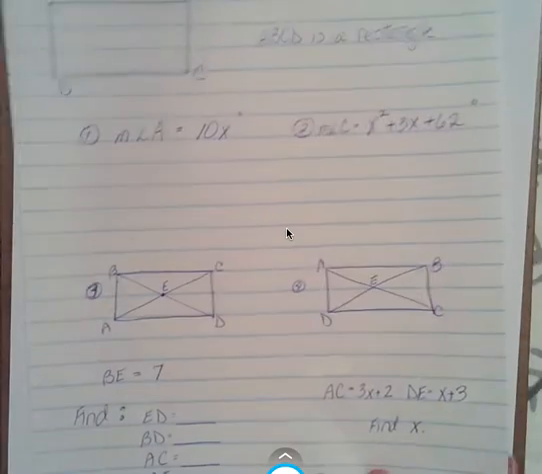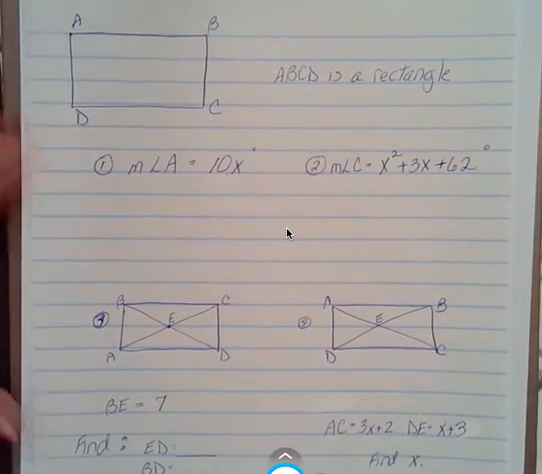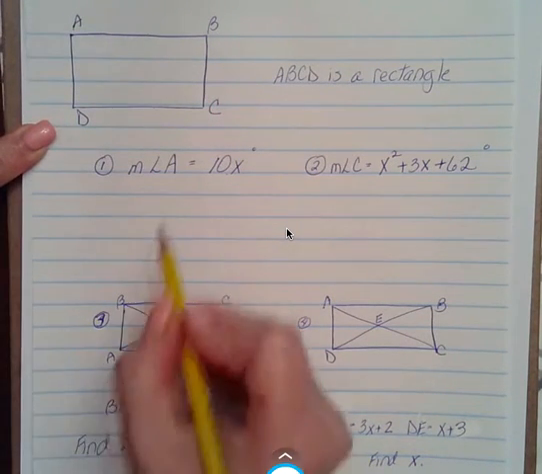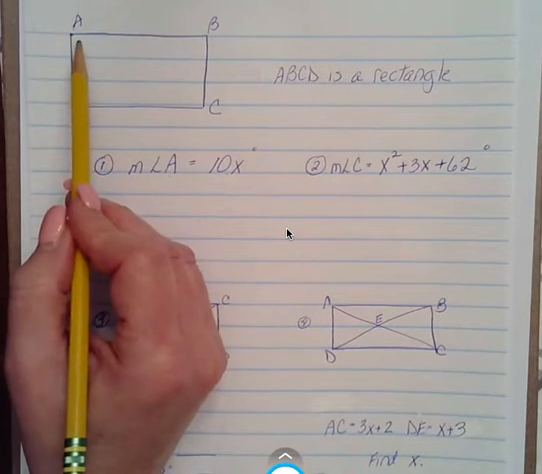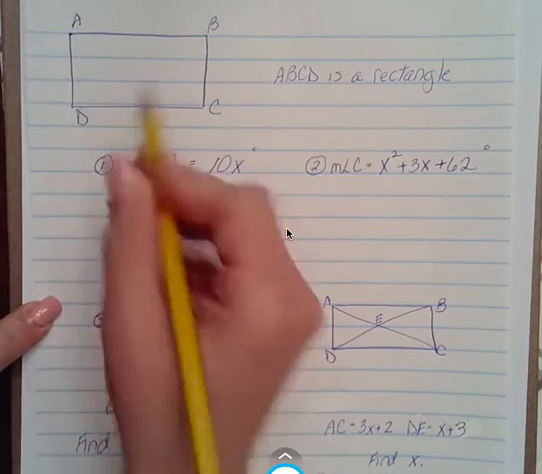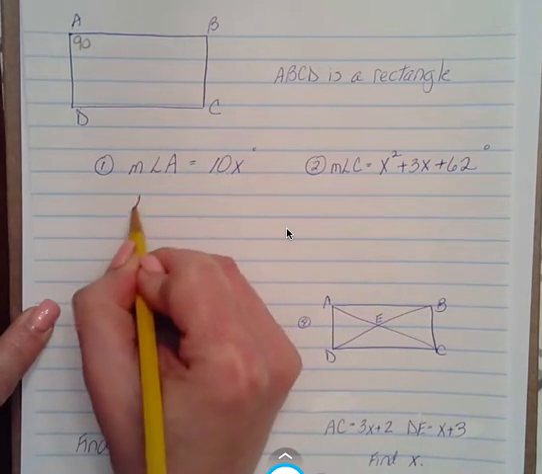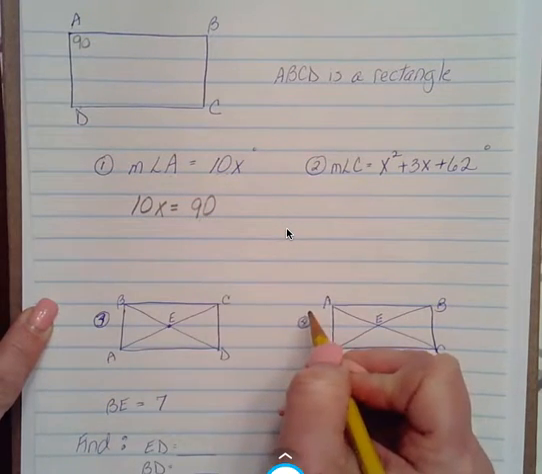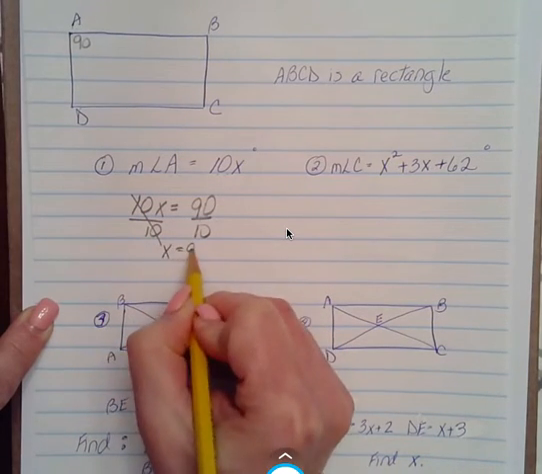So let's try a couple of examples of typical rectangle problems. Here we have rectangle ABCD, and they're talking about the measure of angle A. Well, the definition told us that each of these angles is a right angle, 90 degrees. So if this is 90 degrees, then 10x is equal to 90, and x is equal to 9.